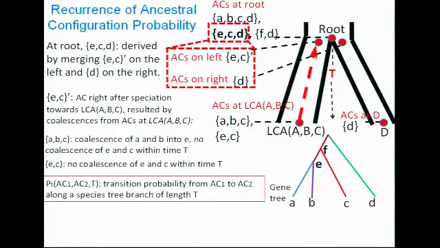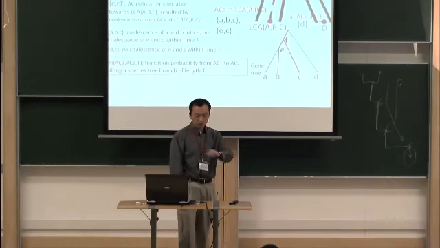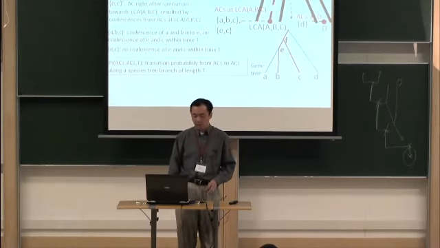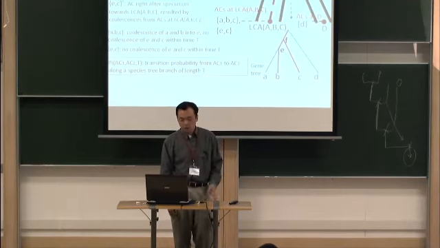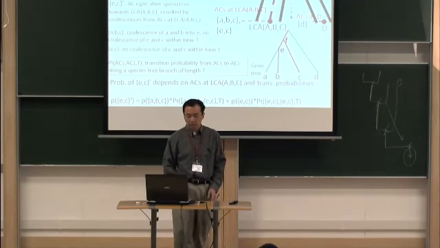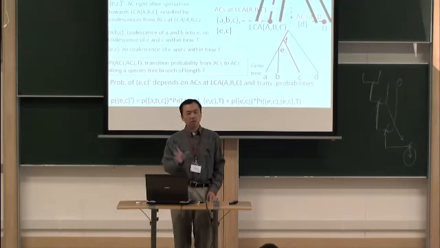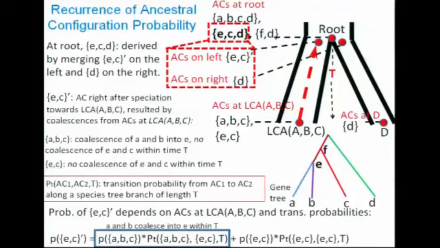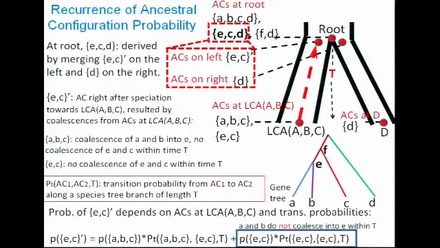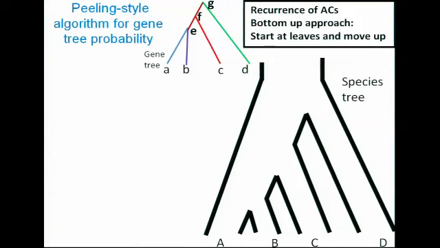I'm going to define this transition probability between the ancestral configurations, which can be computed by the previous slides I showed you. And then this allows us to compute the probability of EC prime, which is simply the summation of these two terms: the probability of A, B, C times the transition probability from A, B, C to EC within time t, plus the probability of EC times the transition probability of EC becoming EC within time t. And so this allows us to compute the ancestral configurations.